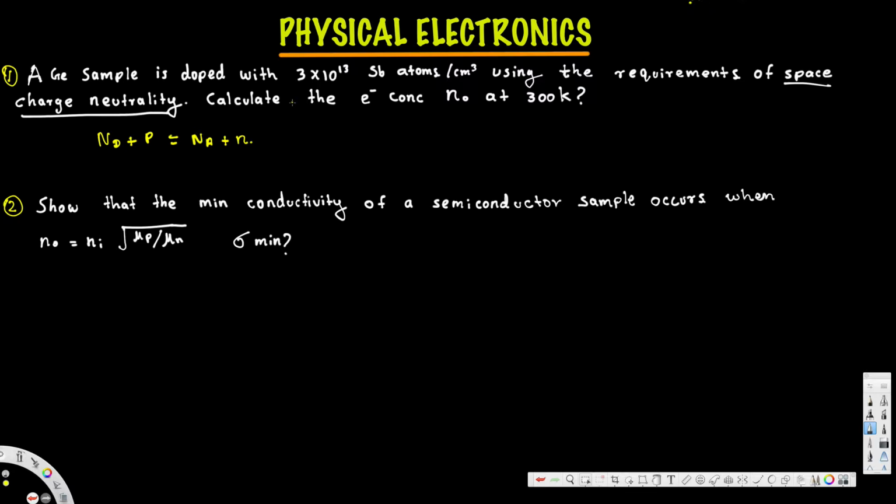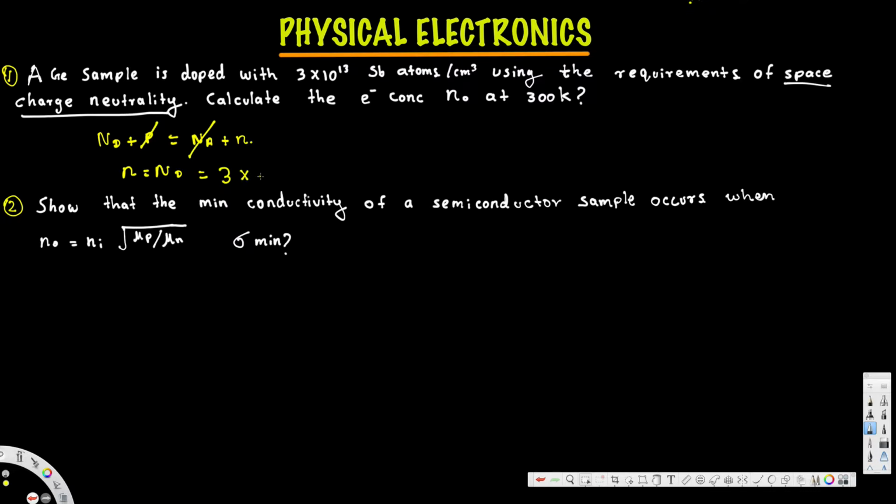So by the charge neutrality principle, we can cancel this P and Na, right? Because we are going to have the electron most of the time, so we can say Nd is equal to N, and therefore N is equal to Nd. That's given right here. That is 3 times 10 to the power of 13, right?